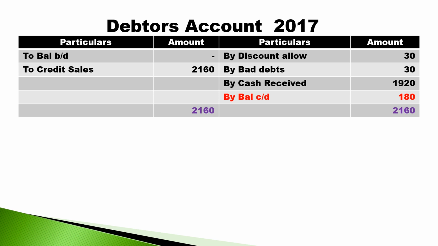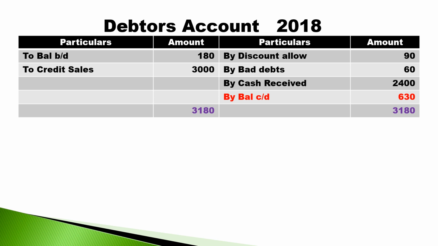180 will be the opening debtor for 2018. Students, to balance brought down 180. 180 was the closing balance of last year. Now it is the opening balance of the current year. Credit sales of 2018 is 3000. Then discount allowed of 2018 is 90. Bad debts of 2018 is 60. Then cash receipt from debtor in 2018 is 2400. Then you get a closing debtor of 630.